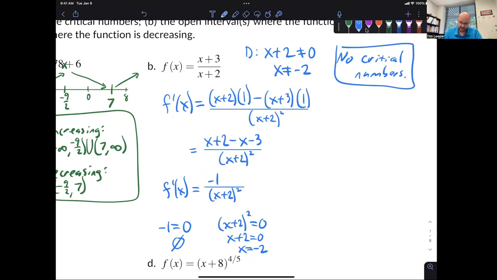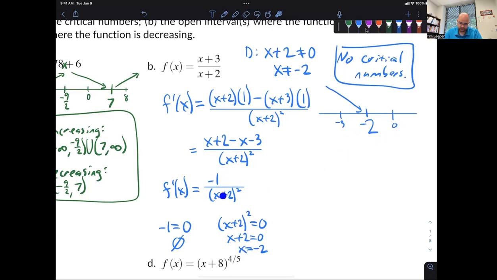So on B and C here, to find where the function is increasing or decreasing, we need to take negative 2 into account, which means we need test points to the left of negative 2, say negative 3, and to the right of negative 2, say 0. And then go plug those into the derivative. If I plug in negative 3 into here, negative 3 plus 2 is negative 1 squared is positive 1, so it's negative 1 over positive 1, which is negative 1. So that's negative, which means the function is going down from left to right there.